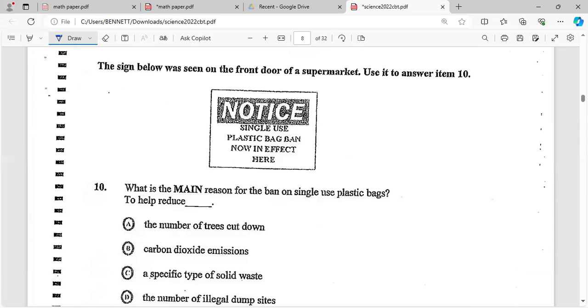The sign below was seen on the front door of a supermarket. Use it to answer item 10. It's a notice: single-use plastic bag ban now in effect here. What is the main reason for the ban on single-use plastic bags? To help reduce A, the number of trees cut down, B, carbon dioxide emission, C, a specific type of solid waste, or D, the number of illegal dumping sites. And that would be C, a specific type of solid waste.